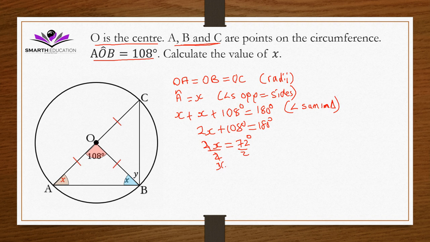X is equal to 36 degrees. Done. Okay, right. Now that's what you're supposed to get there for your x. Now we have x, so we can find y. Let's go to the next question. Use this answer that you got.